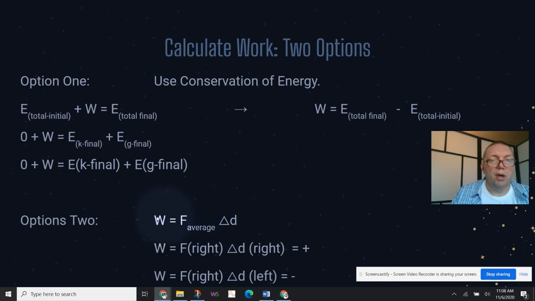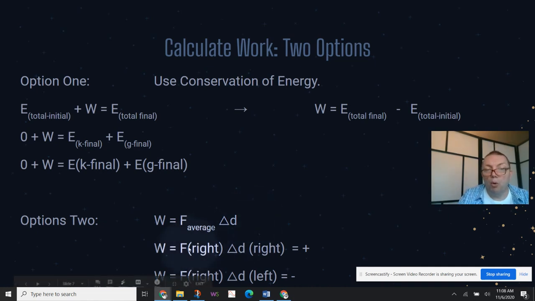So another way to calculate work is to take the average force that this outside object exerts. So like the spring on the previous question, we could take the average force that the spring exerts on the system times the change in position of our system, which would have been that cart. So we can go through and do that to calculate work.